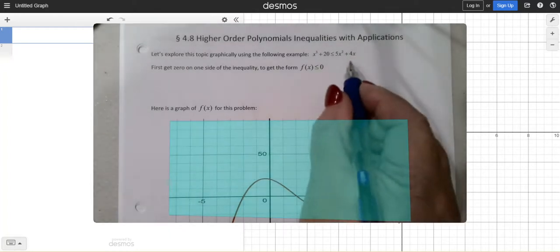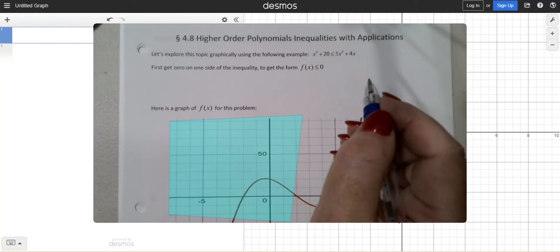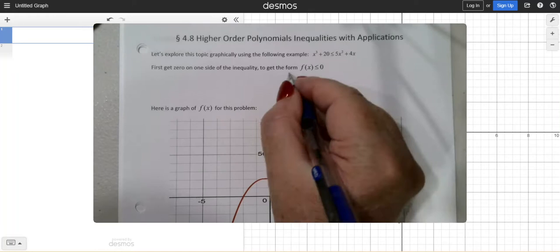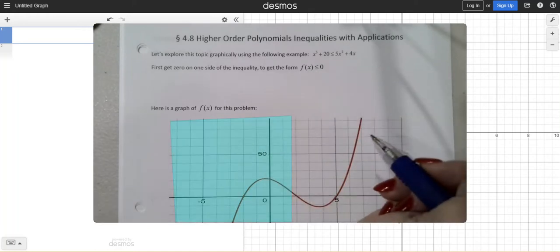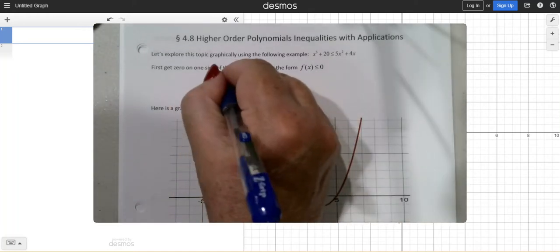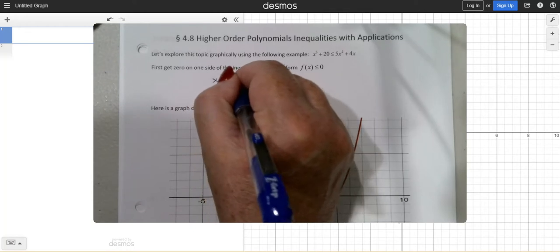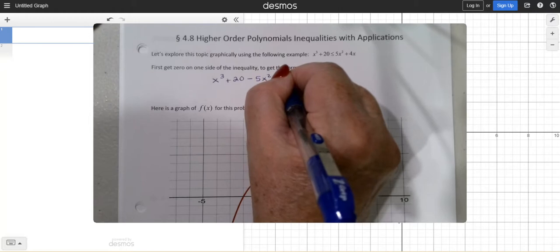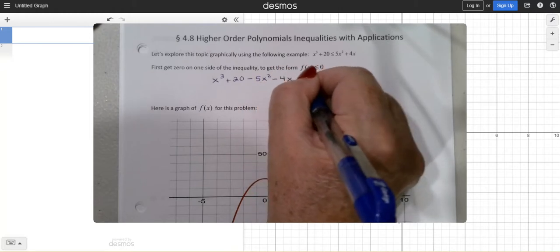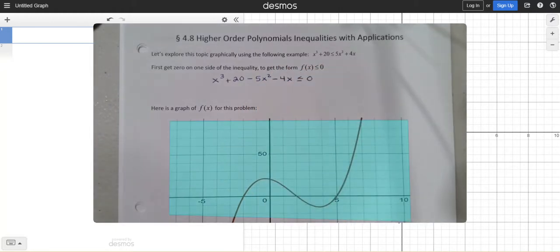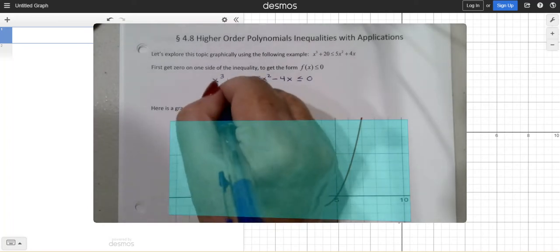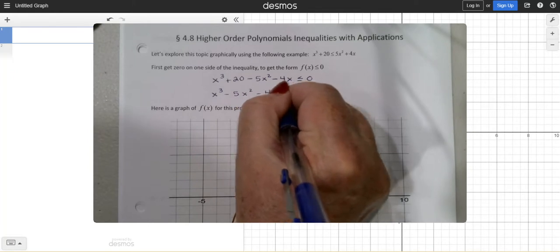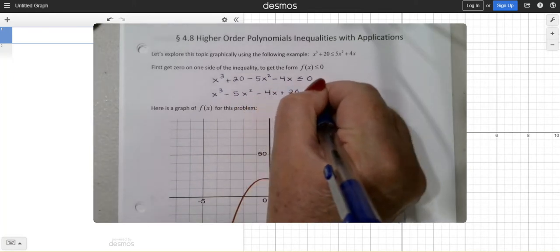I typically like to work with these problems like we so often do with our polynomials, by getting 0 on one side. So I'm going to rewrite this to get the form f of x is less than or equal to 0. And so I'd have x cubed plus 20 minus 5x squared minus 4x is less than or equal to 0. Or, if you like the descending order the way we usually write it, we could rearrange that just a little bit to look like this.